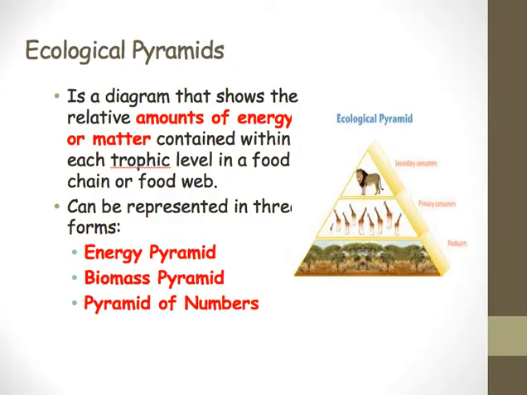So let's start by talking about an ecological pyramid. This is a diagram that shows the relative amount of energy or matter contained within each trophic level. And if you remember in class, a trophic level is basically measured in each of these levels. So we have producers, and then we have primary consumers and secondary consumers, and then tertiary consumers, and it can go up from there. So in this ecological pyramid, we see that there's different energy in each part of the pyramid, and we'll talk more about that.